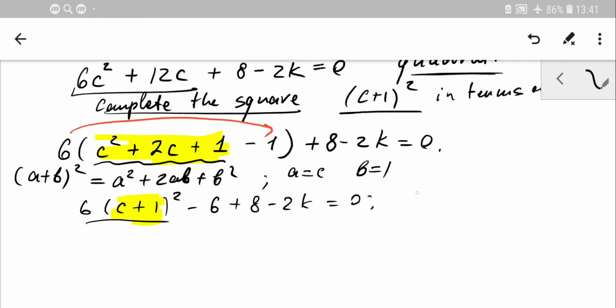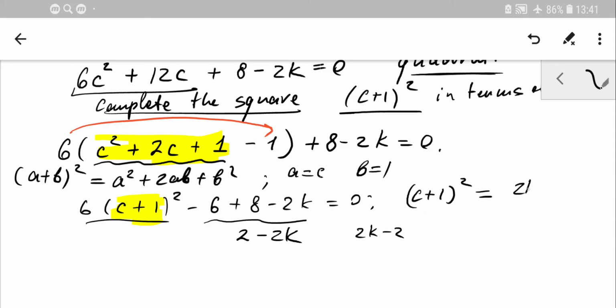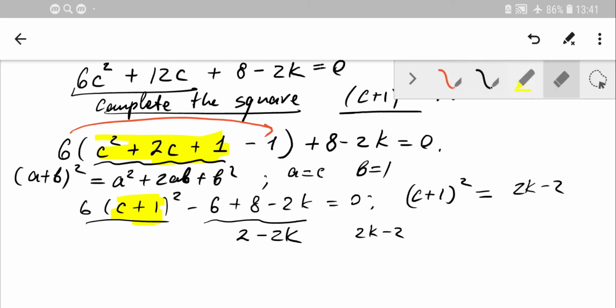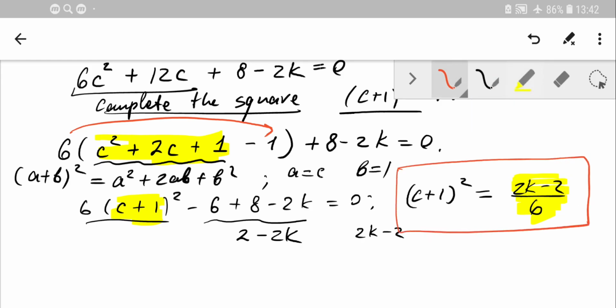Okay, so I'll get c plus 1 squared, and that equals, so I'll just simplify that, and I'll get 2 minus 2k, and that will be on the right hand side, so it becomes 2k minus 2. So I'll get 2k minus 2, and because I had 6, I simply need to divide everything by 6. Okay, so we've got a final answer. We've got an expression for c plus 1 squared.